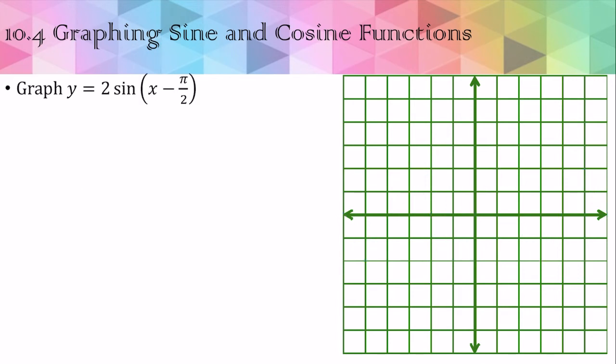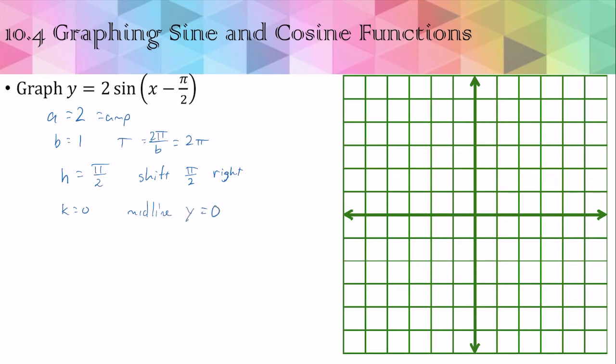Let's try 2 sine of x minus pi over 2. All right, so here our a is 2, so that's our amplitude. The b is 1, so our period is 2 pi over b, which is 2 pi. H in this case, though, is pi over 2, so we shift pi over 2 to the right. And k is 0, so our midline is y equals 0, still the x-axis.